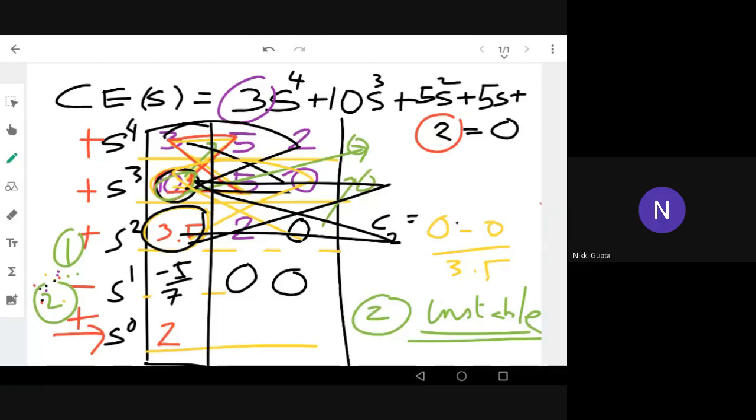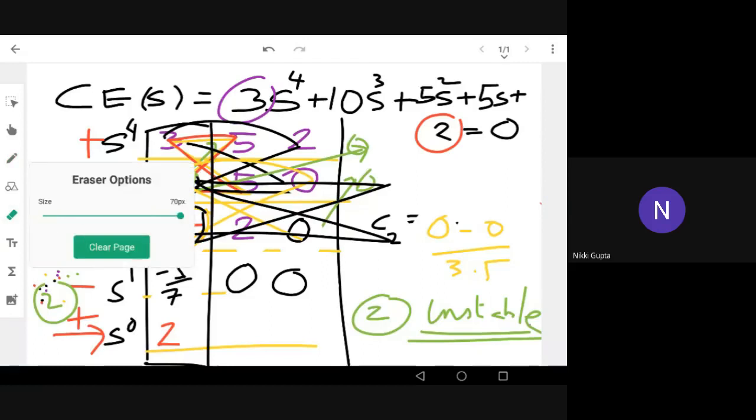Now there are some cases where we need to do some additional things. Special cases arise when all elements of a row become zero, something like that, and we have two options. Sometimes we have to check. I'll give you an example.